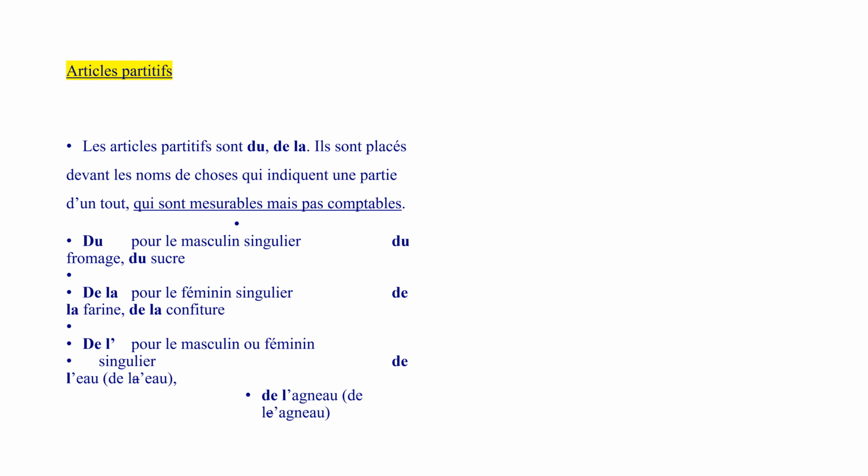Article partitif. This is not that bad either. The article partitif are du, de la. They are placed in front of things that indicate a part of a whole, okay? That they are measurable, but they are not countable. Okay, you'll get used to it. We put du for masculine singular.